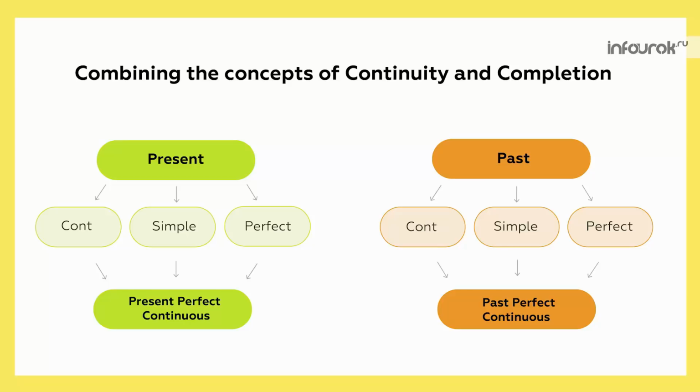So, the concept of continuity can combine with the concept of completion to give us a present perfect continuous tense and a past perfect continuous tense. Why do we use them? We normally use them only for emphasis. For example, John is waiting for his wife, Anne. She has been taking too long shopping, and he is tired and angry. When she comes out of the shop, he tells her, I have been waiting for 2 hours.